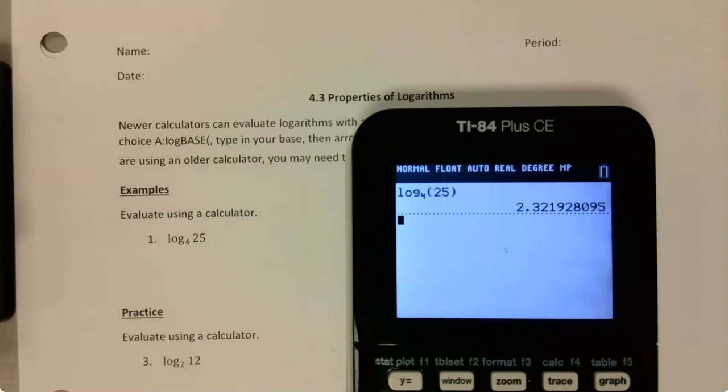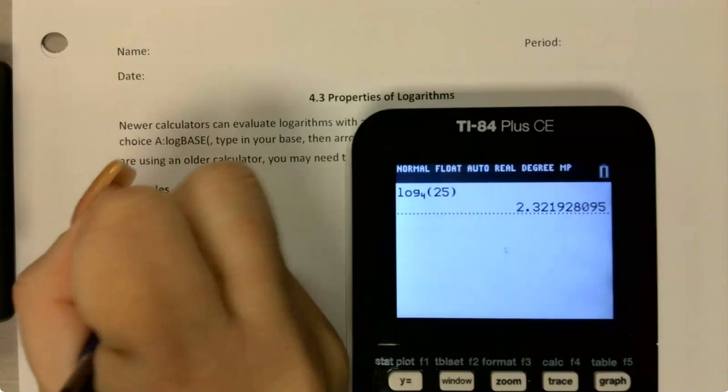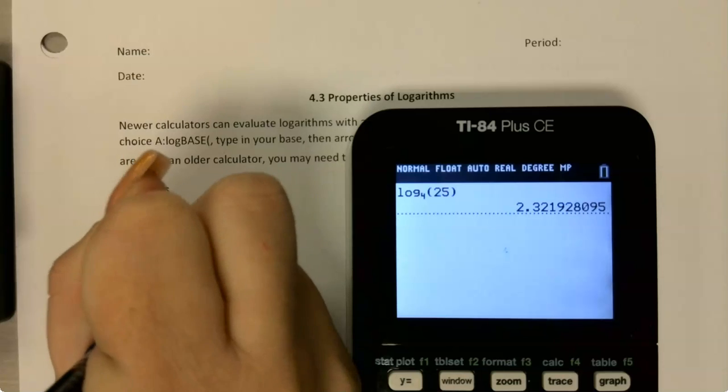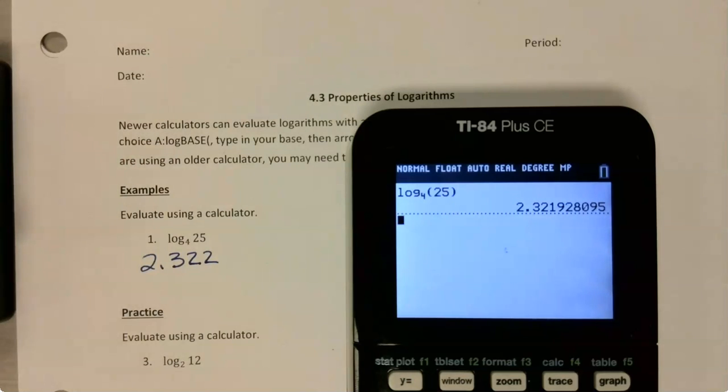I didn't say how many decimal places. Let's do 3. You know, these directions I say are also printed on the paper if you're not going to listen to me.